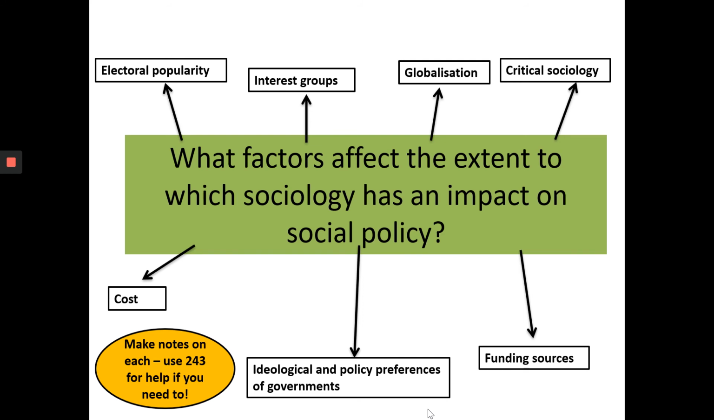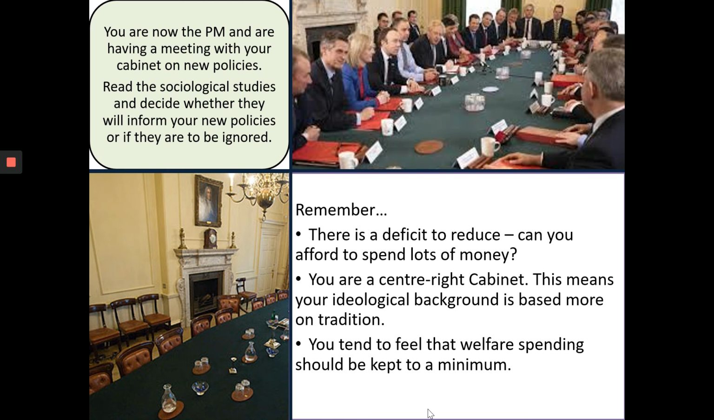Hopefully that was just a quick run through. If you use page 243 in the textbook, that can help you develop your notes on this section. Now I want you to imagine you're the Prime Minister and you're having a meeting with your cabinet. If you don't know what a cabinet is, it's the meeting that the Prime Minister has at Downing Street. All the senior ministers sit around the table and discuss policy issues.